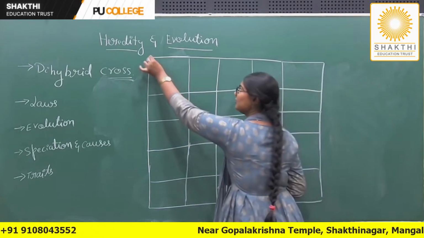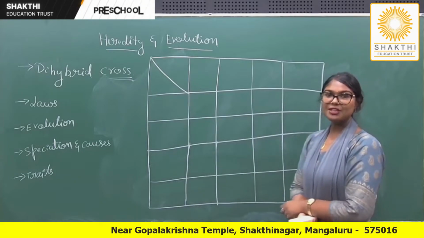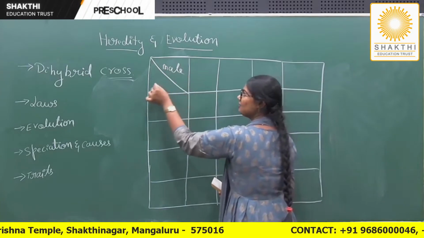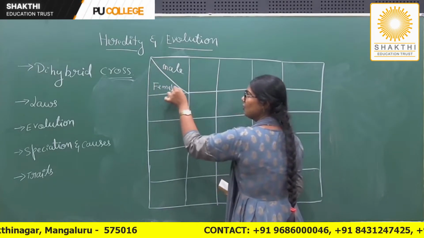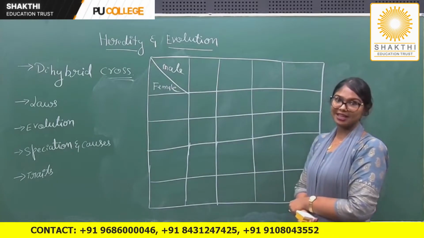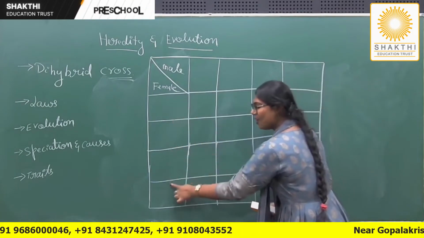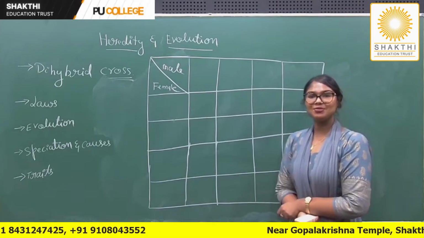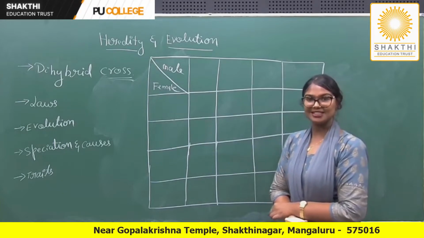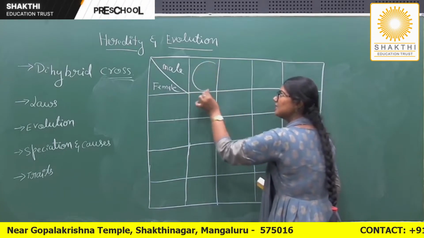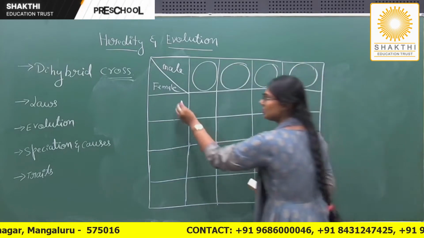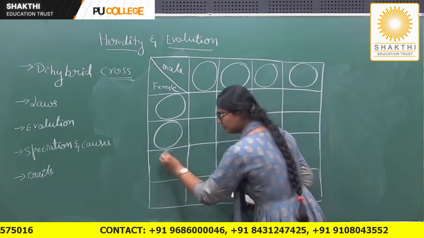I'll tell you what to do with this. We shall first start filling the Punnett square. The first box is always supposed to be filled as male and female. This row represents the gametes from the male or the father, and this column represents the gametes from the female or the mother. Once you have filled this, the next step is to fill the gametes. As you remember, gametes are always written inside circles, correct? So we shall draw the 4 gametes first.